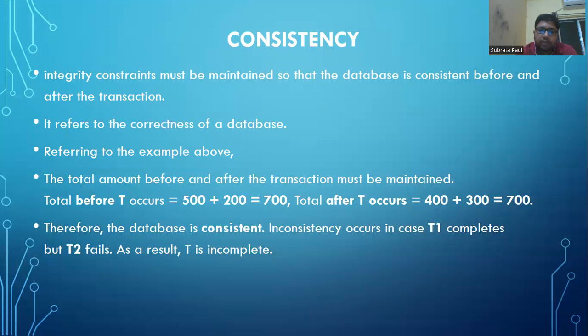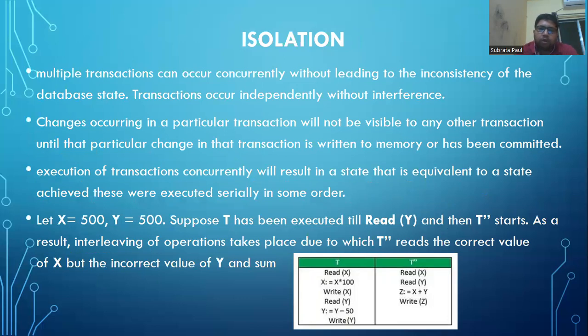Inconsistency occurs whenever this amount is not the same. That is, T1 completes but T2 fails. As a result, the entire transaction is incomplete. In those cases, the inconsistency occurs. The third property is isolation. When multiple transactions occur concurrently, they must do so without leading to inconsistency of the database. That means transactions occur independently without any interference. It also says that the changes occurring in a particular transaction will not be visible to any other transaction until it is written into the memory or it has been committed. That means only after the transaction is completed and the final value is written into the memory will the change in the database be reflected.